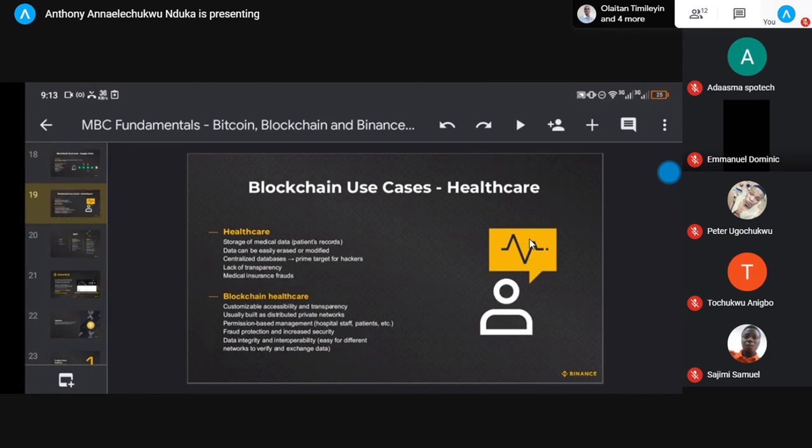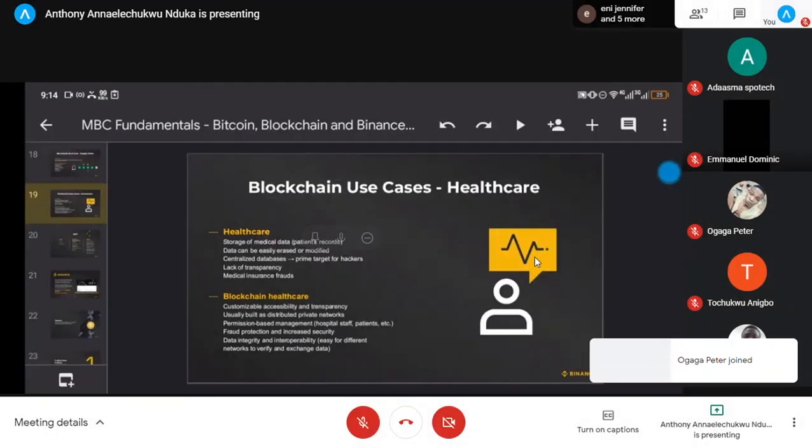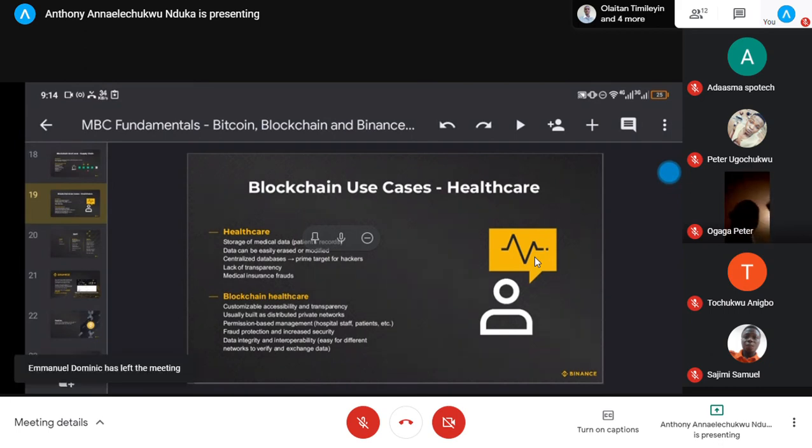So we have permission-based management, which means that the hospital has permission to make use of it, and once it is stored, the hospital can make decisions on its own for whatever data is included on their blockchain or in their database. So, fraud protection and increased security.